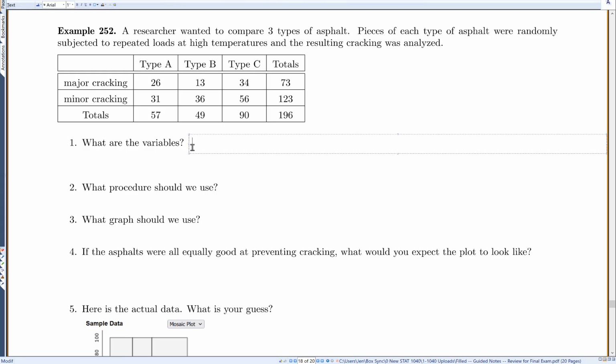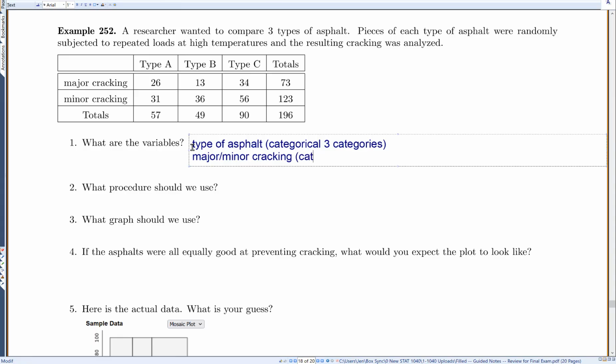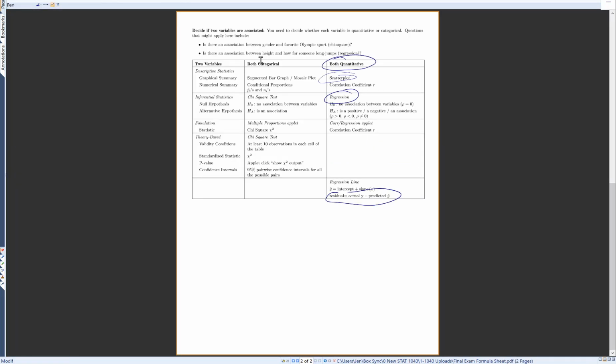So what are the 2 variables? The first one is type of asphalt, which is categorical with 3 categories. And the other one is how much cracking, or we'll say major versus minor cracking, which is categorical with 2 categories. And we only have one thing that lets us do more than 2 categories, and that is our chi-square test. So coming to your formula sheet, we're now going to look at these both categorical groups, and here's everything you need to know about it.